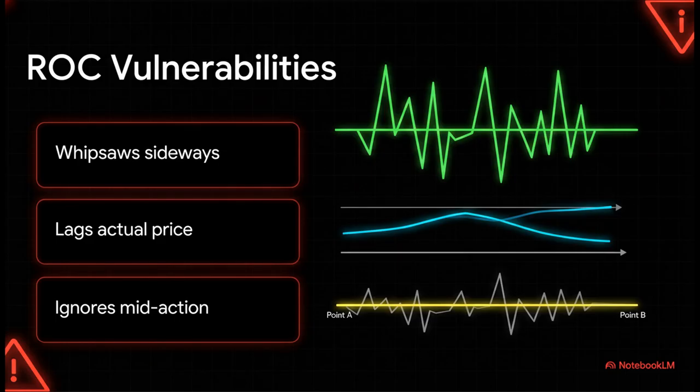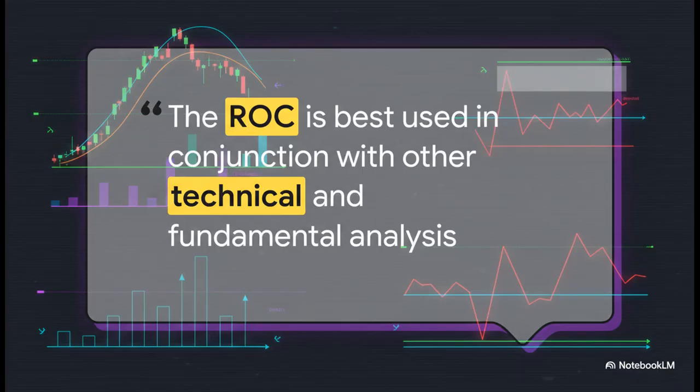Second, because it fundamentally requires historical data to calculate, it inherently lags behind actual real-time price movements. And third, just because of how the formula is built, it gives equal weight to the current price today and the price N periods ago. That means it completely ignores all the crazy price action that might have occurred in between those 2 points. All of that brings us to the absolute golden rule of technical analysis. The ROC is best used in conjunction with other technical and fundamental analysis tools to increase its reliability and effectiveness.